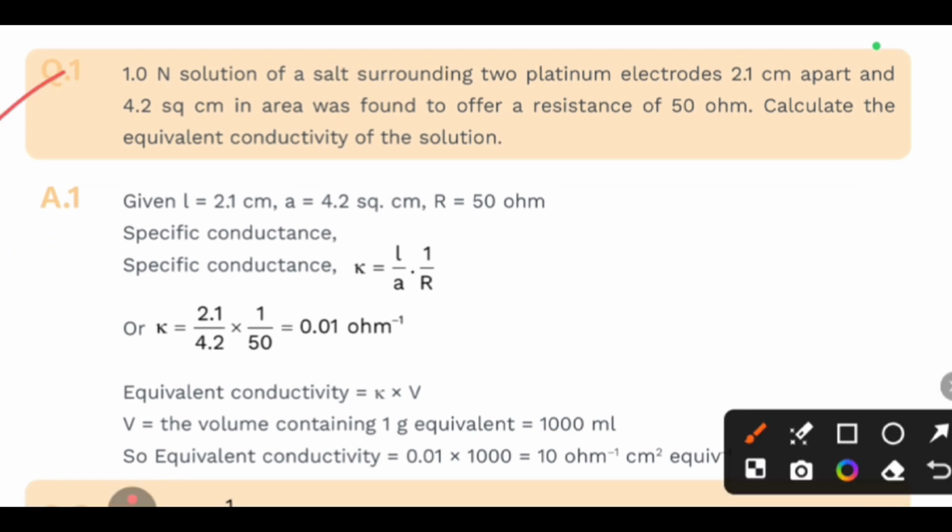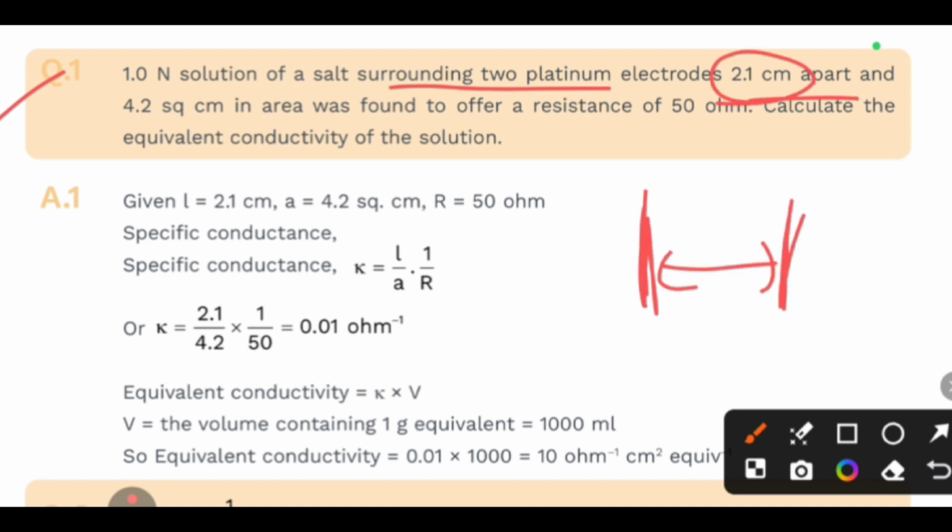Next, you can see here the numerical. A one normality solution of salt, surrounding two platinum electrodes 2.1 centimeter apart, which means the two rods are separated by 2.1 centimeter, with an area of 4.2 square centimeter, was found to offer a resistance of 50 ohm. Calculate the equivalent conductivity of the solution. So what do you have to solve? The equivalent conductivity, represented by lambda EQ.